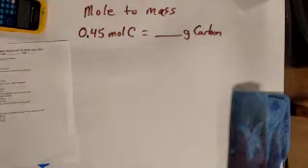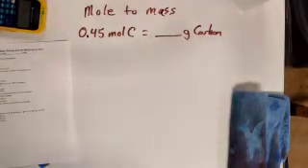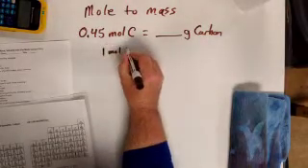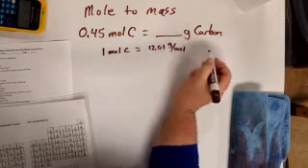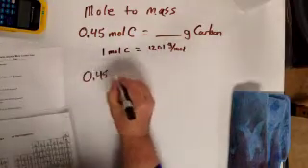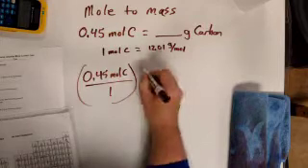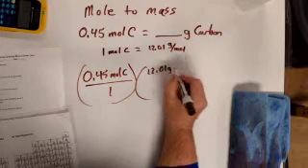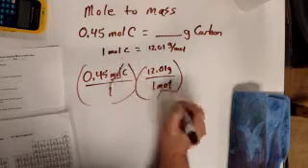All right, so moles to mass. So we have 0.5 moles of carbon. We want to know how many grams that would be. So the first thing we do is we look at the periodic table, and we find that 1 mole of carbon equals 12.01 grams per mole. So that's our conversion factor. So we say 0.45 moles of carbon over 1 times 12.01 grams over 1 mole. We want moles on the bottom because we want those to cancel out.